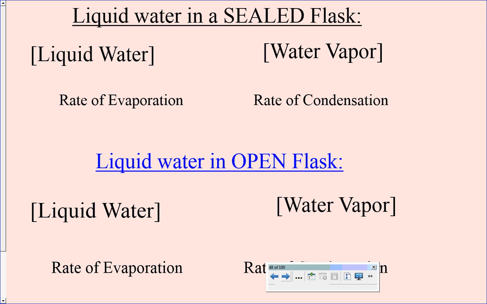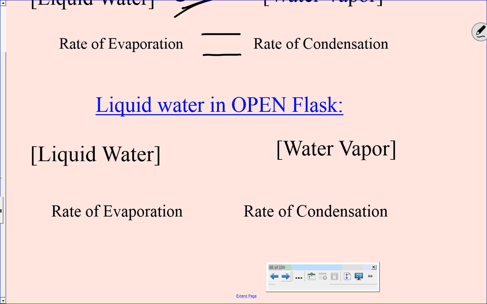So for water in a sealed flask, we have an equal rate of condensation and rate of evaporation. The concentration of liquid water and water vapor, remember, are staying constant, both of those. If we open that flask, we are no longer at equilibrium.